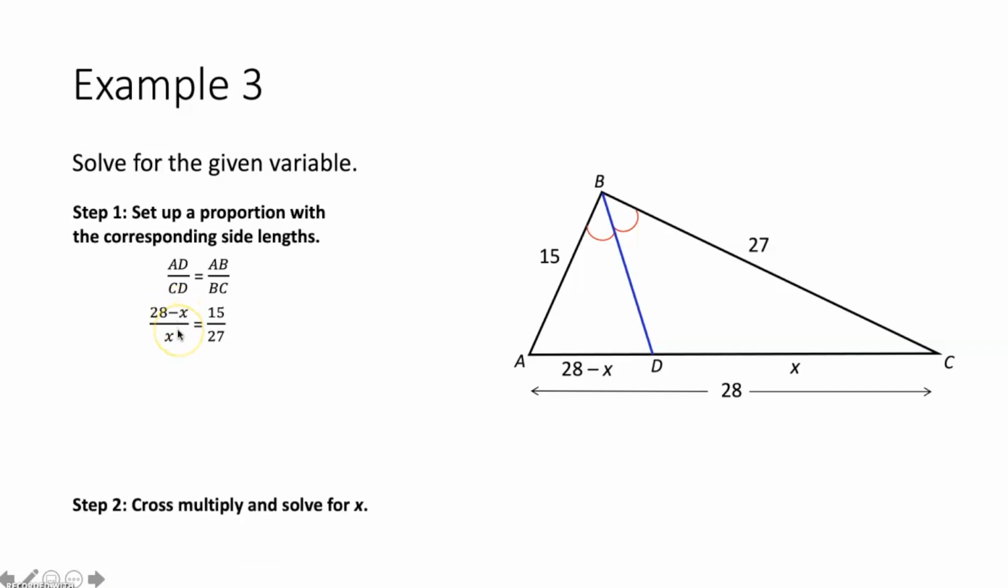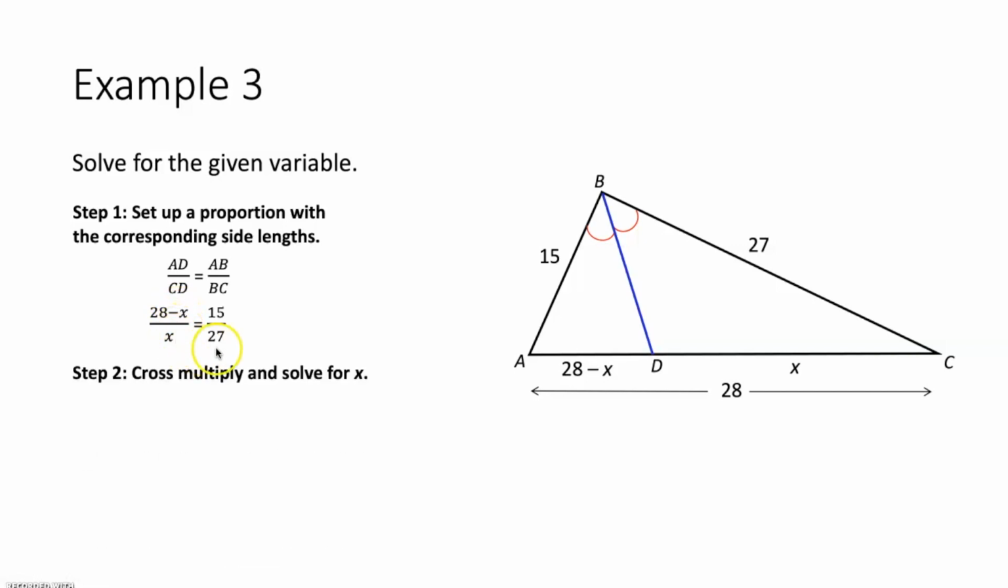So how do we solve this for x? We use the cross product property, cross multiply, set the two products equal to one another and solve for x. So we take the quantity 28 minus x, multiply it to 27, and then we take x and multiply it to 15. Now when you multiply 27 times the quantity 28 minus x, you have to distribute the 27 to the 28 and to the negative x. You can then solve for x by adding 27x to both sides, dividing both sides by 42, you get x is equal to 18, and you're done.